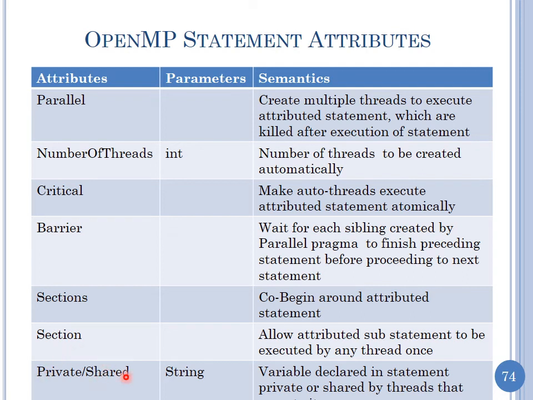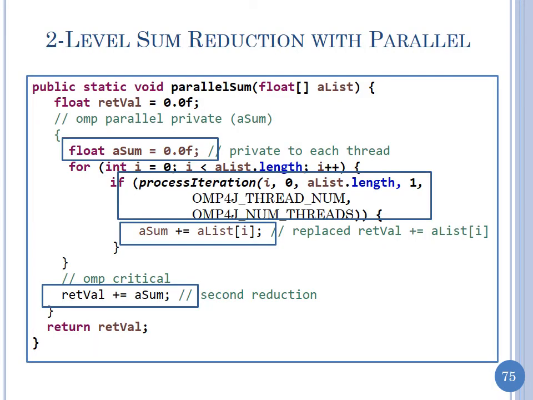So we have private and shared as another attribute that we can add in our OMP declarations. Okay, so we have this two-level sum now, but this two-level sum is using the parallel construct directly without using for. So we have to go and use this process iteration. The remaining slides are going to consider how we can get two-level reduction without process iteration.